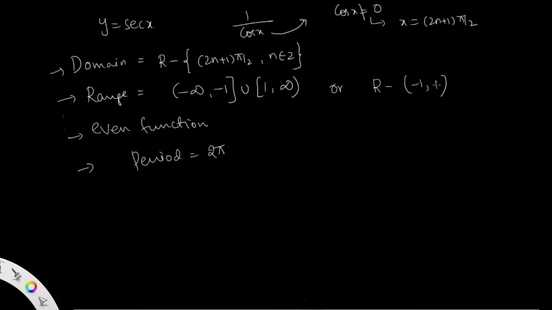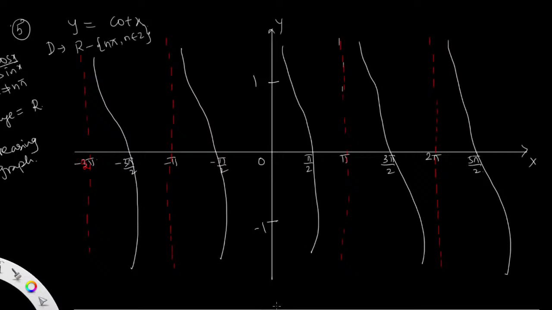Cot x is an odd function. Cot x you can also write as an odd function. Period is equal to pi. Every pi unit the graph is the same. So it is said that every pi unit the graph will be the same. That is the periodicity. So that is the value.